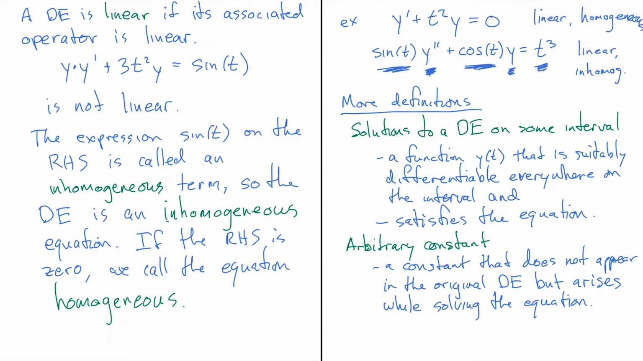The next definition is a particular solution. And a particular solution is a solution with no arbitrary constants.